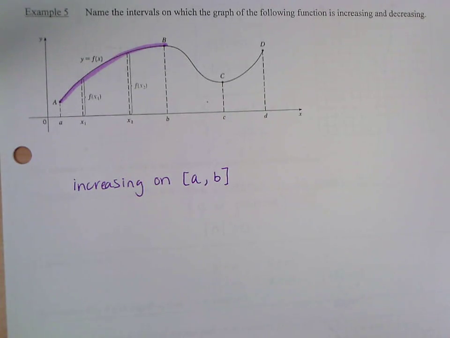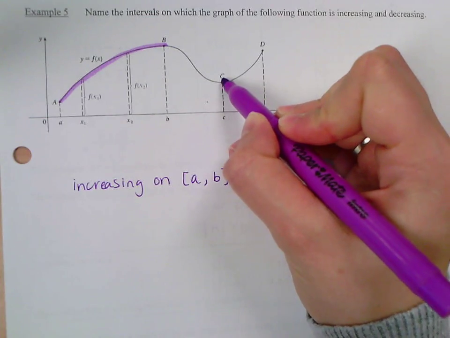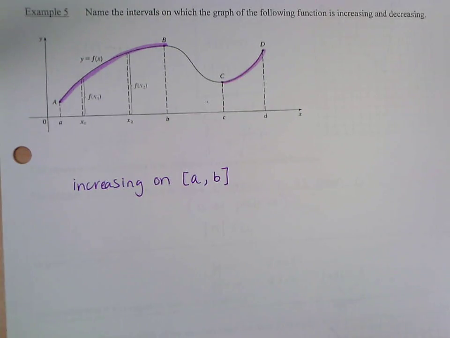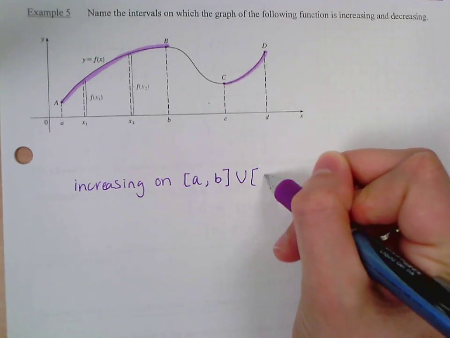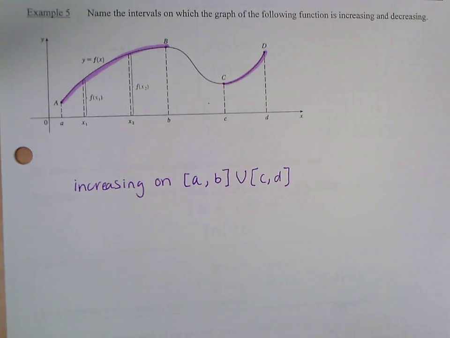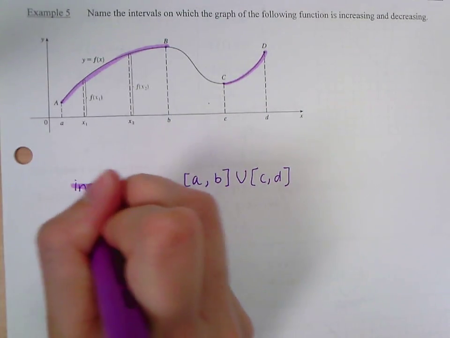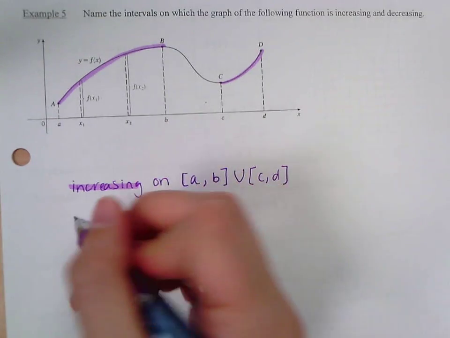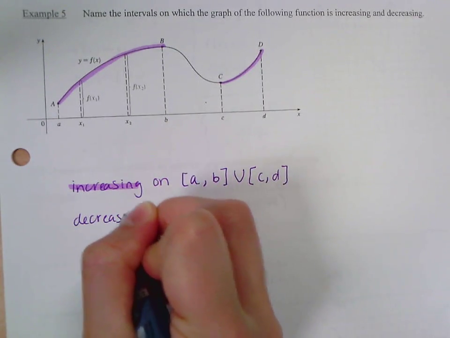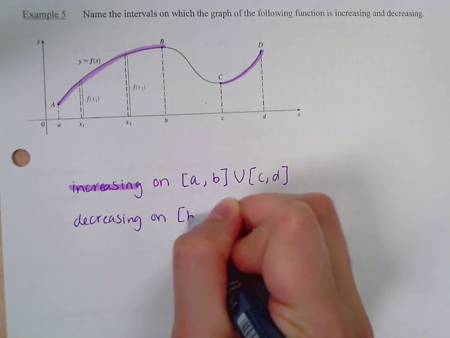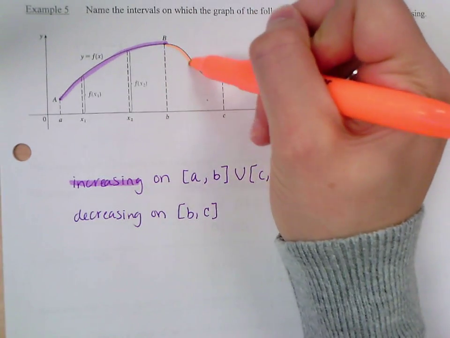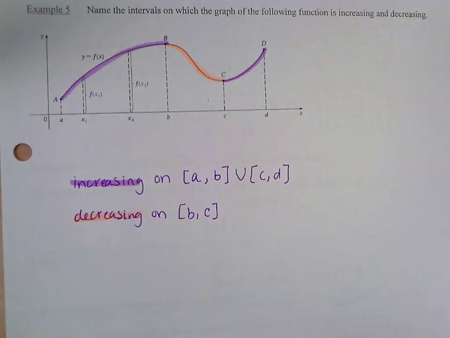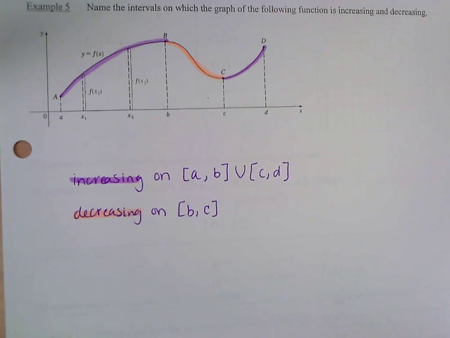And then this does increase again from C to D. So I would say increasing on the interval from A to B, union C to D. And then decreasing, obviously, from B to C. Okay, so just make sure you're naming the x intervals, not the y.